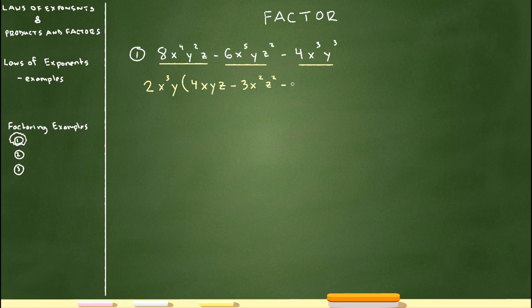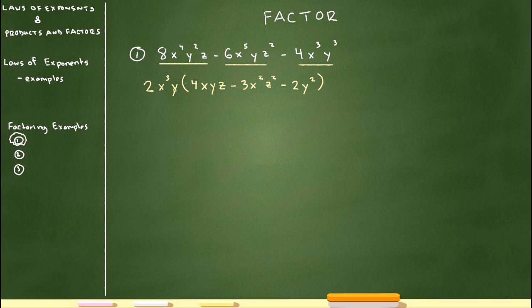Now 2 times what will give me 4? 2. You have an x cubed times what will give me an x cubed? A 1, but we don't need to write the 1 because we have the 2 here. And 2 times 1 will just give me the 2. And y times what will give me y cubed? Well, y squared.